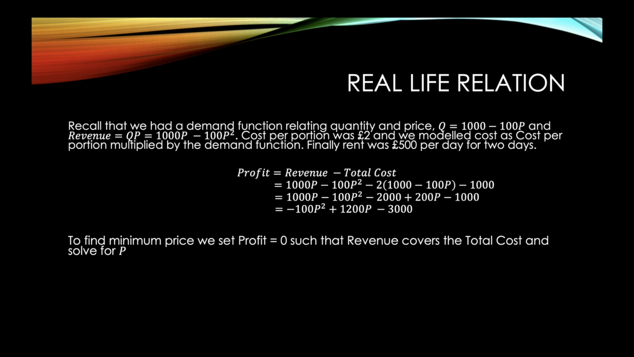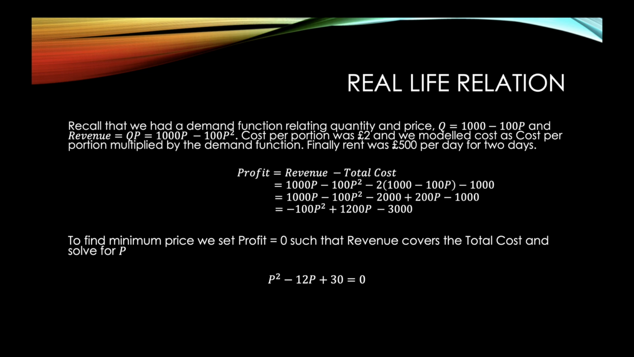In order to find the minimum price, we have to set profit equal to 0. That means that the revenue you earn at this price, when we solve to find p, will cover the total cost. First we can divide through the equation by minus 100, and that will yield p squared minus 12p plus 30 is equal to 0. Obviously, by looking at it, factorization is quite hard, as it is hard to find two numbers that sum to negative 12 and multiply together to get positive 30. So we go ahead with the complete the square method.